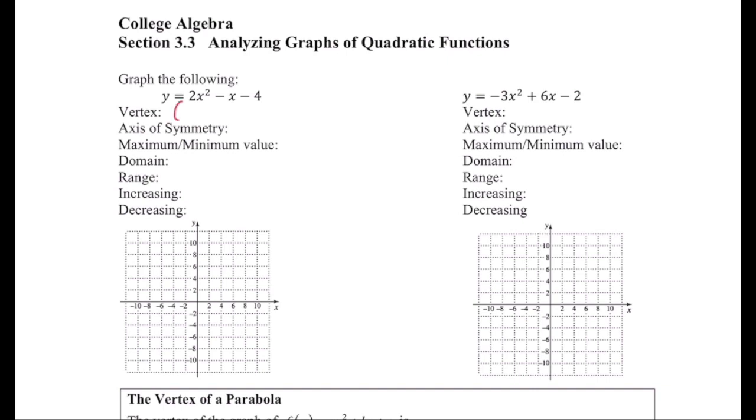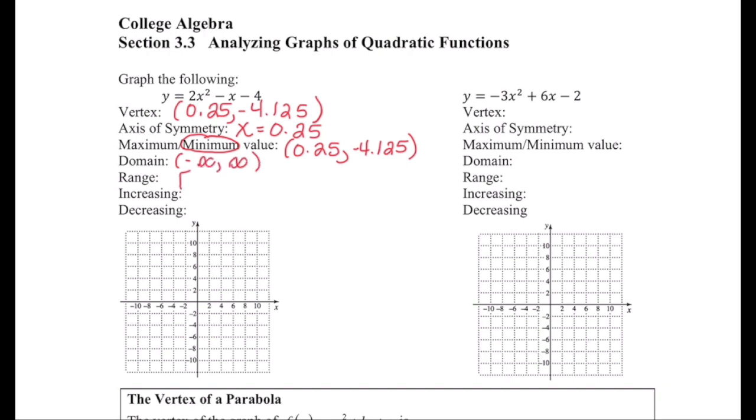So our vertex was at 0.25, negative 4.125. Our axis of symmetry was x equals the x value. The vertex itself was its minimum value. Our domain was all real numbers. Our range started at negative 4.125 because, again, our range is the y values through infinity.